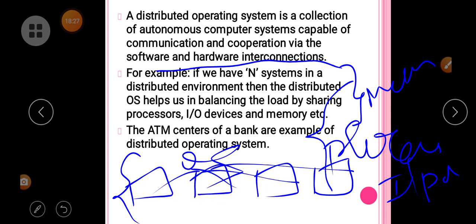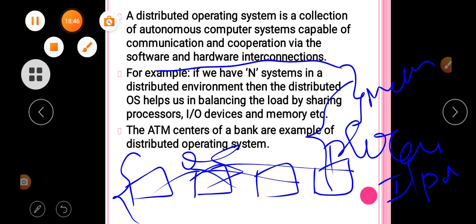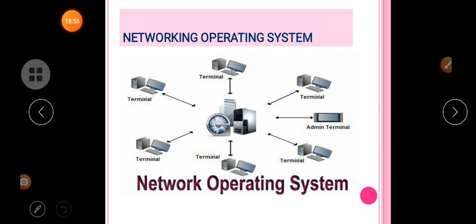ATM centers of a bank are examples of distributed operating systems. How? Different ATM centers will have different access numbers, is it right? So how is it accessed? With the help of the same system, by load sharing the shared processors, input output devices, and memories.